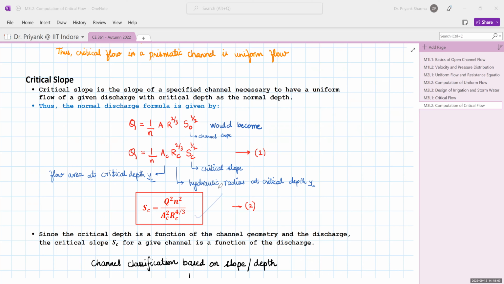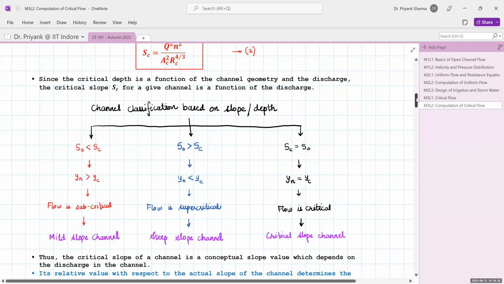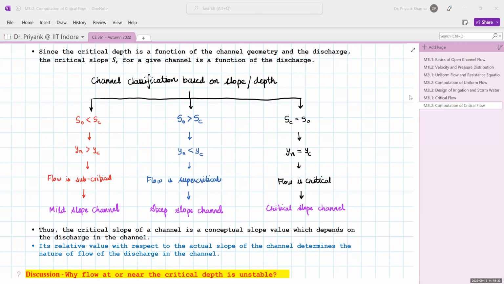So since your critical depth is a function of channel geometry and the discharge, your critical slope for a given channel section is a function of discharge only. So it again varies upon the discharge, your critical slope. So your critical slope will be a function of discharge, and based on the comparisons of your channel slope and critical slope, or based on your normal depth and critical depth, the channel slopes can be classified into three.